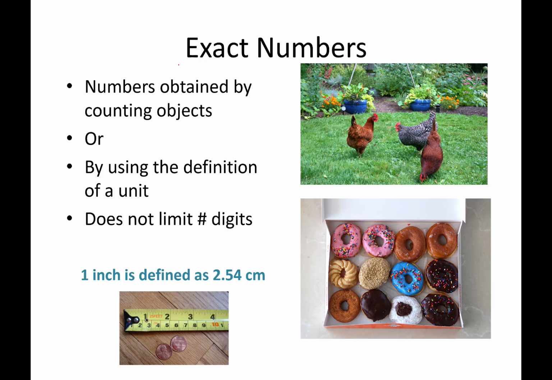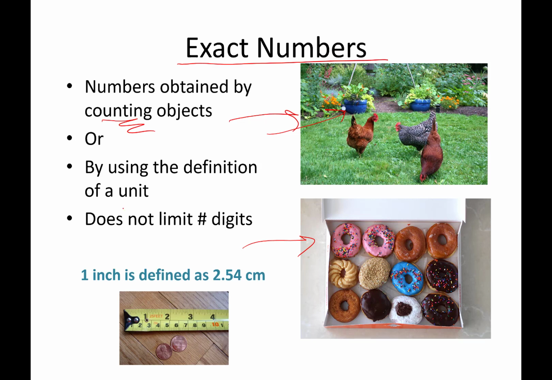Now, some numbers are exact numbers. These are counting numbers, numbers that you count. How many chickens are on the lawn? 3 chickens are on the lawn. How many blue pots? 2 blue pots. How many donuts? 12 donuts in the box. So if it's a counting number, it's an exact number.